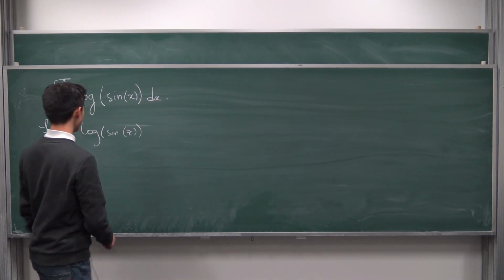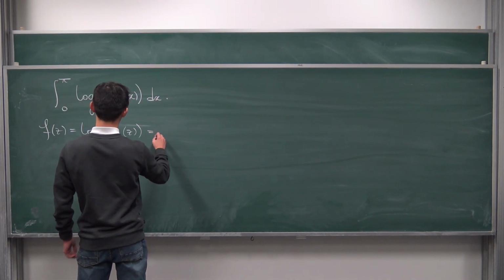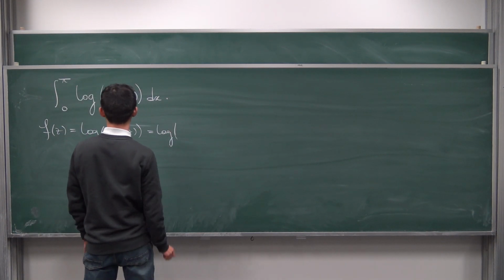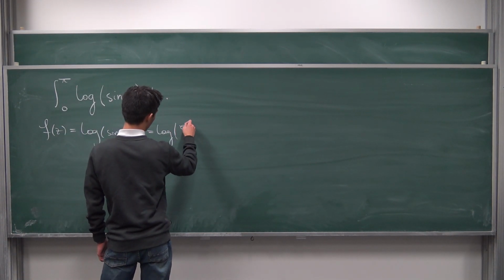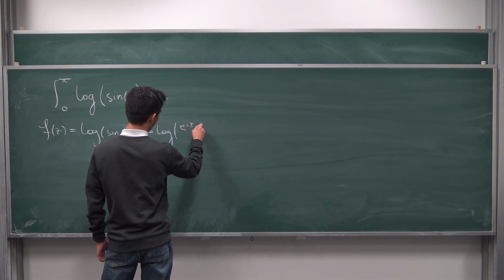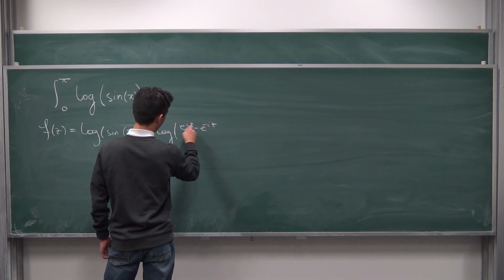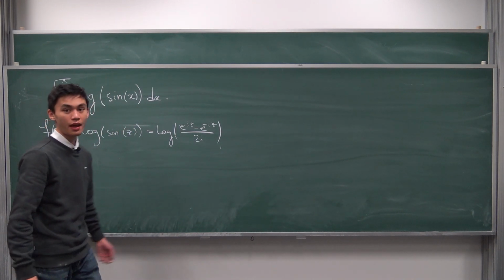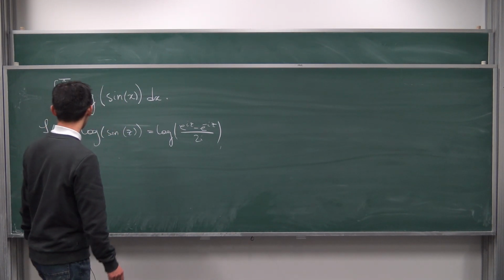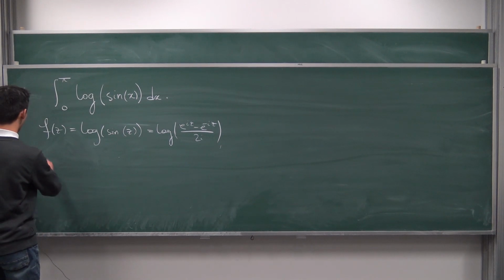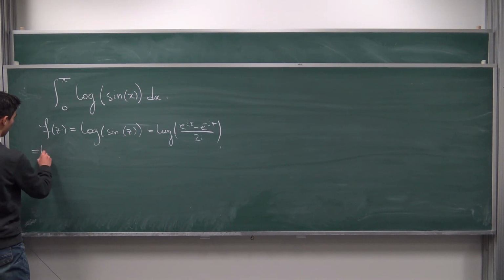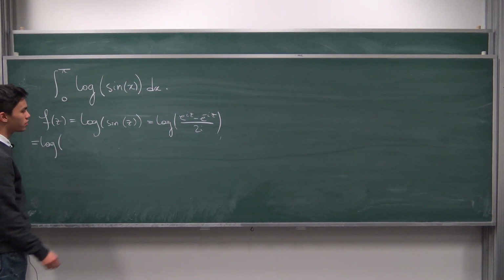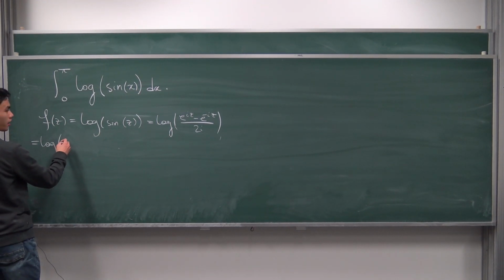So how do we do that? Well, first of all, this is equal to the logarithm of sine. What is sine? It's exactly e to the i times z minus e to the minus i times z, all divided by 2i, like so. That's the sine function. And now what we can do is rewrite this guy a little bit more. Let's say we have the logarithm of e to the iz.